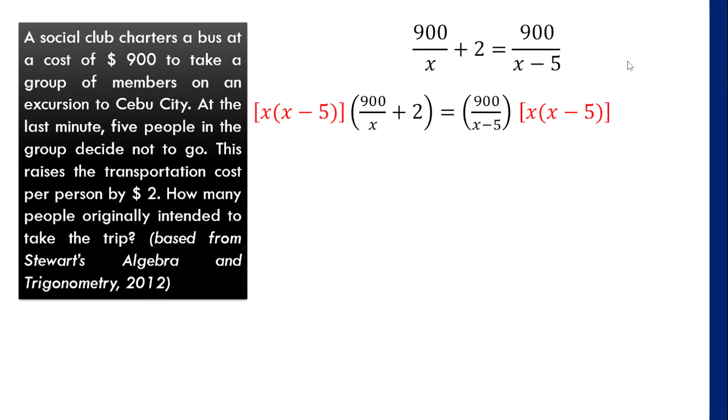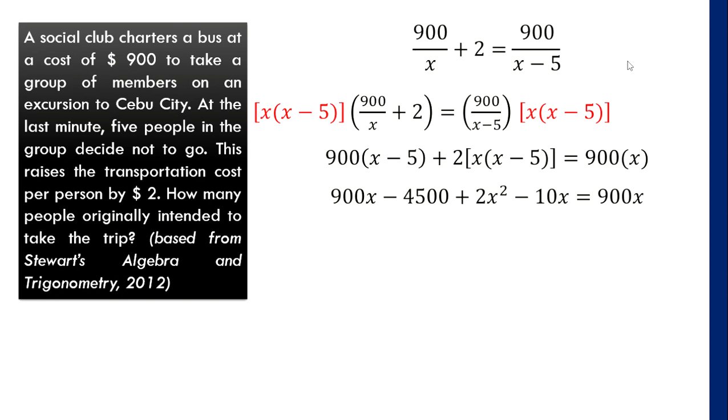Simplifying this, we obtain 900 times the quantity x minus 5 plus 2 times the quantity x times the quantity x minus 5 is equal to 900 times x. Then distribute: 900x minus 4500 plus 2x squared minus 10x is equal to 900x. So we can simplify this. We'll obtain 2x squared minus 10x minus 4500 is equal to 0. The 900x will be eliminated, of course, and that will become 0. Then let's simplify this since they are all divisible by 2. So divide both sides by 2. We obtain x squared minus 5x minus 2250.